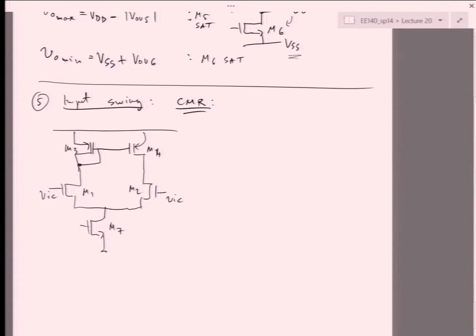Anybody remember? For this circuit, we already did these conditions. So the first condition is what? Which two transistors are critical? I'm looking for the range in VIC, right? So I'm moving VIC up and down and looking at how I'm squishing different transistors. Right?